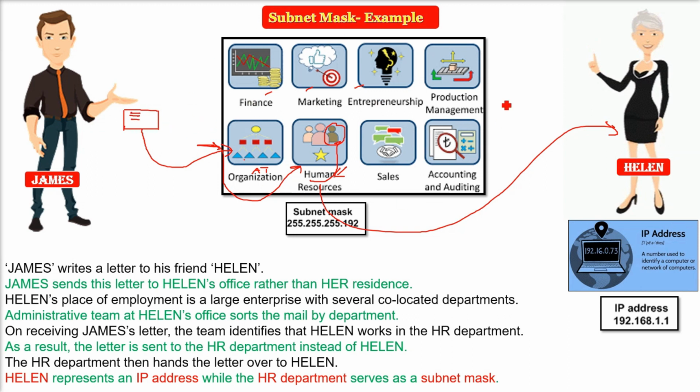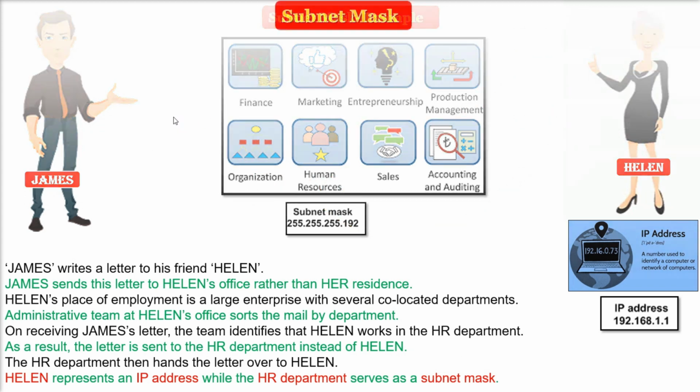So in order for that letter or that packet to reach the proper IP, we need a subnet mask which will define that this is the HR department, this is the finance department, this is the sales department. Okay. So human resource here is subnet mask, Helen is the IP address.